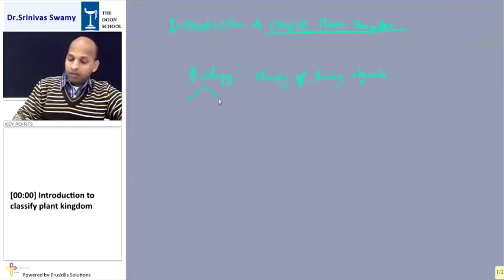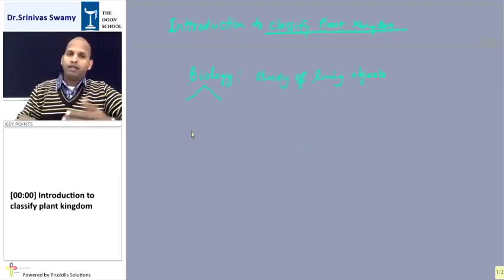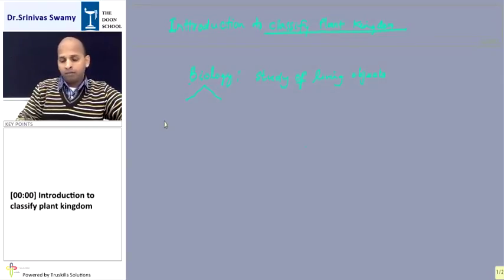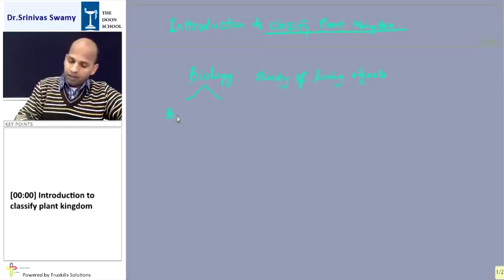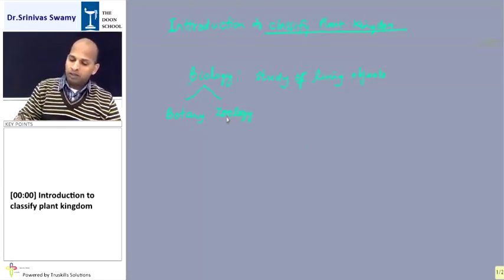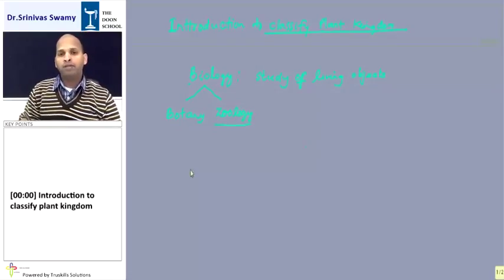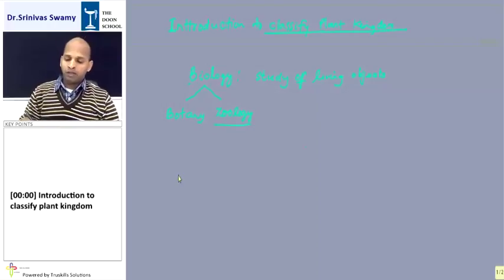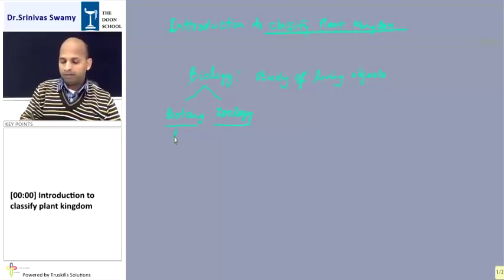What are the branches of biology? You may say there are many branches, but basically, depending on whether it's the study of animals or the study of plants, it can be classified as either botany or zoology. Zoology is the study of animals, and botany is the study of plants.